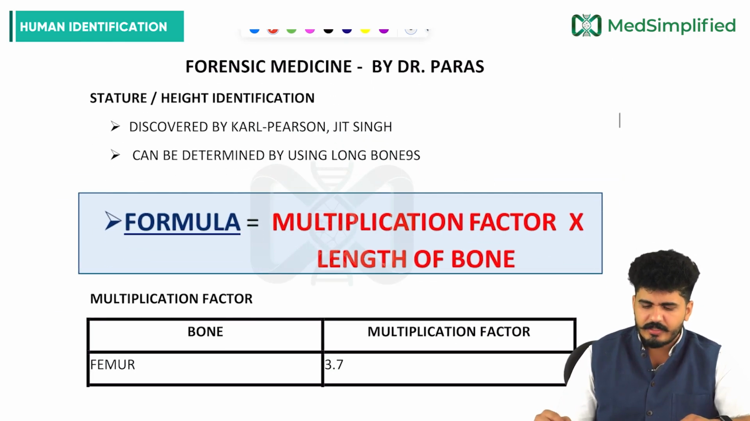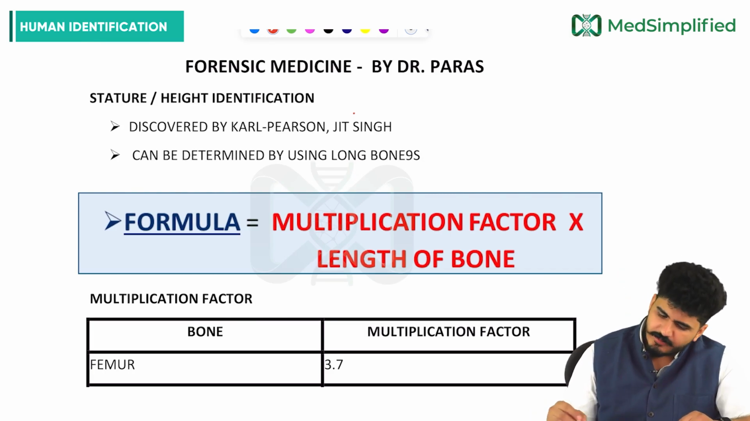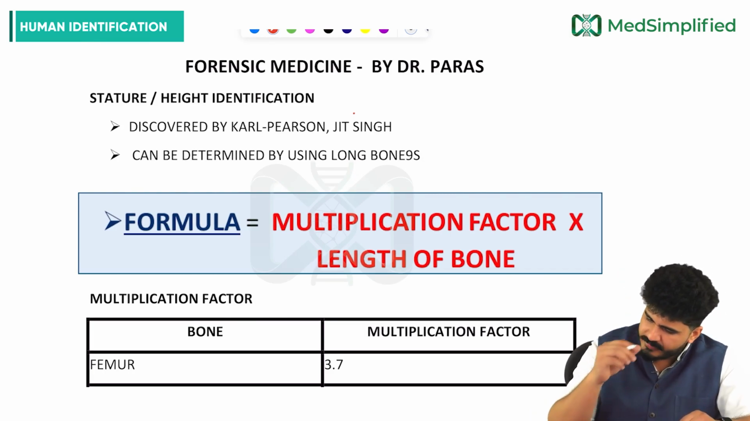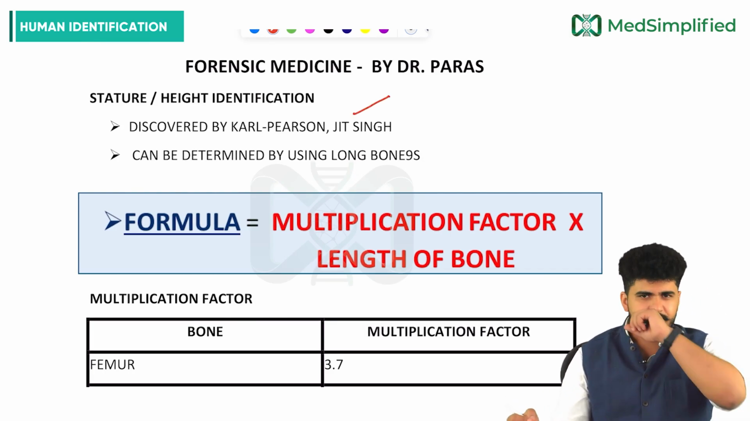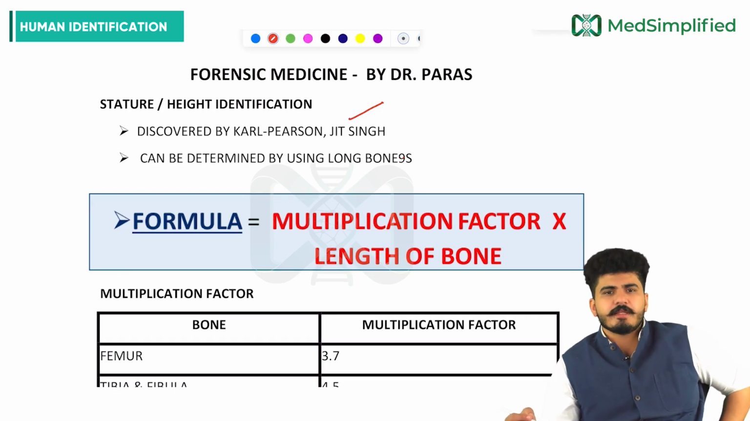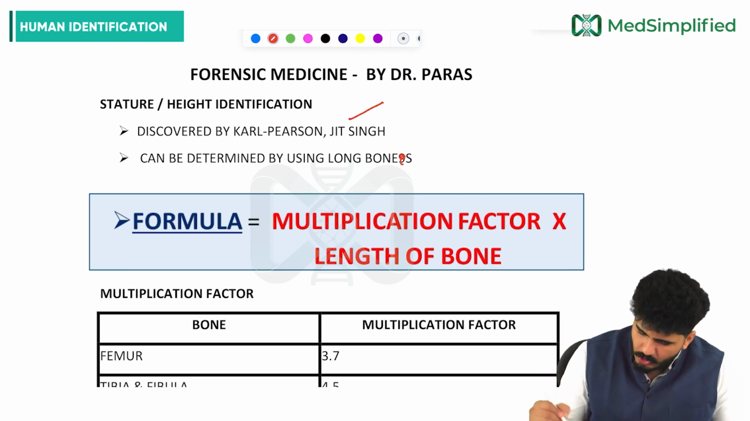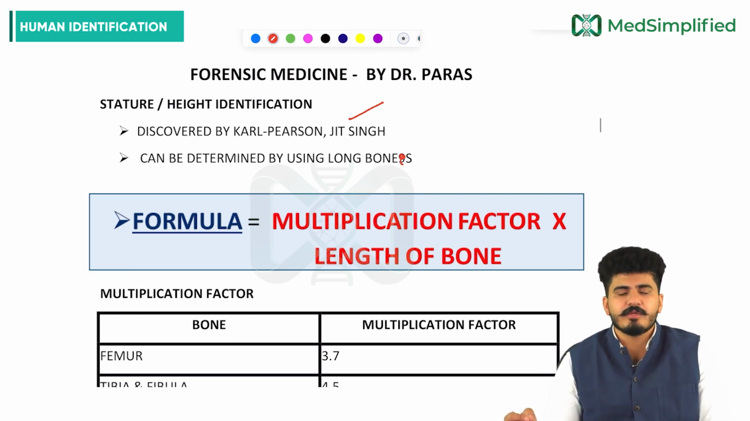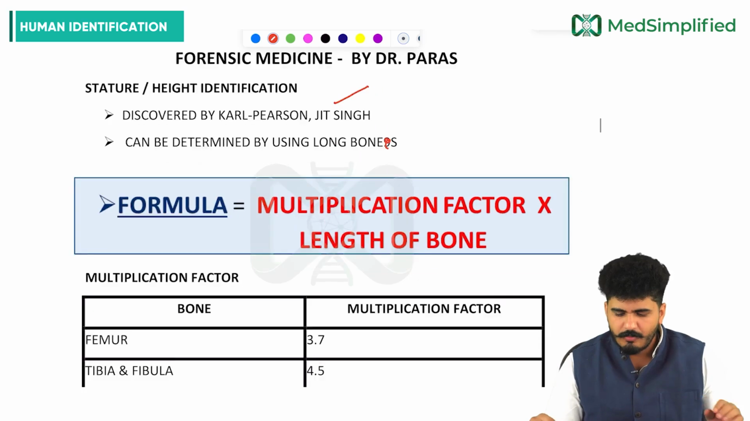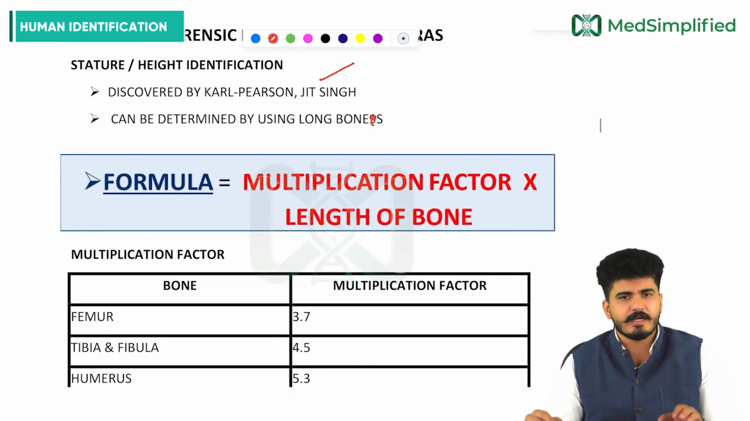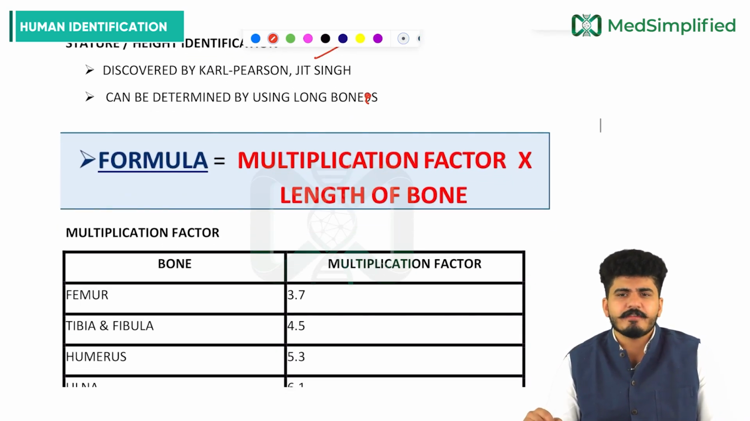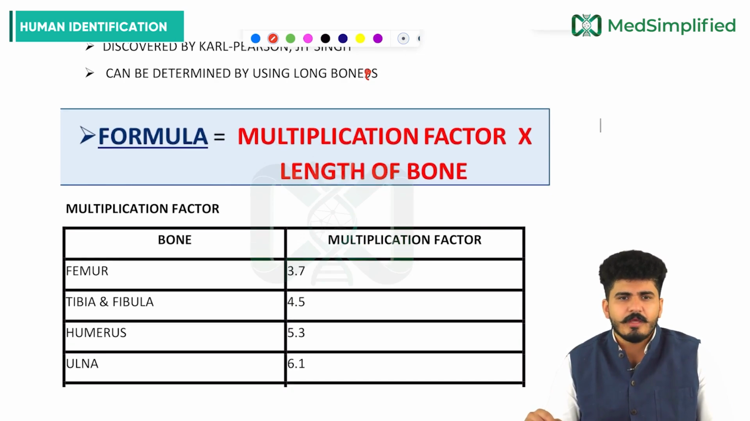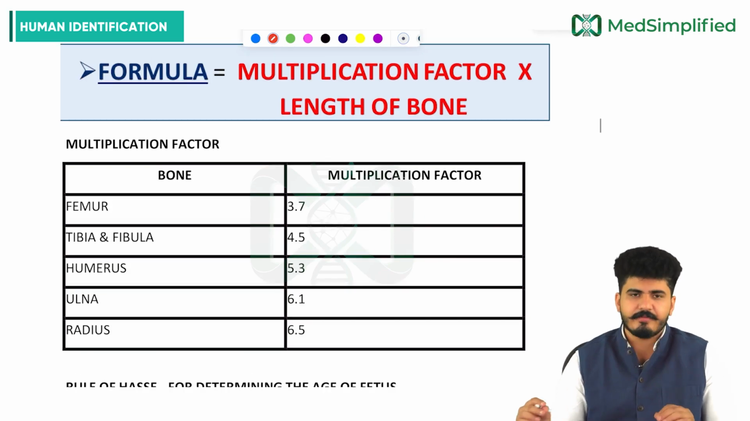Now let's talk about the stature. Stature is all about the height. Stature is about the height, discovered by Karl Pearson. Stature can be determined by using the long bones, my dear friends. What is the formula? Formula for identifying the stature is multiplication factor into length of bone. So what are the different multiplication factors for the different bones, my dear friends?